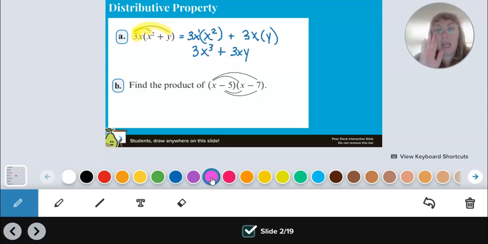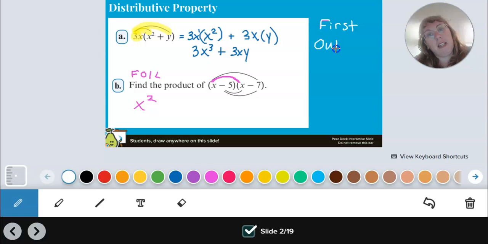Then, when we have two binomials, we have this FOIL method, F-O-I-L. And FOIL, the F stands for first. So first you're going to multiply the first terms of the binomial, which is x times x. And that gets us an x squared.